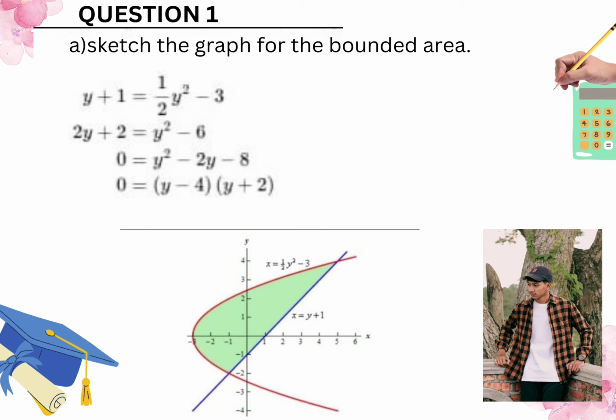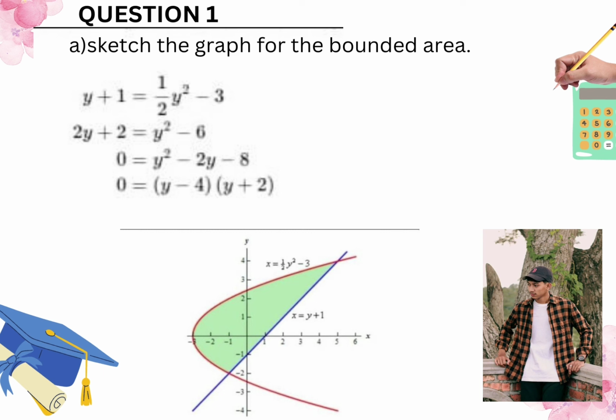First, from the question, y + 1 equal to 1/2 y² − 3. So 2y + 2 equal to y² − 6. After we make the calculation, we get 0 equal to y² − 2y − 8. Then we factor and get 0 equal to (y − 4)(y + 2). So y equal to 4 and the second y equal to −2.